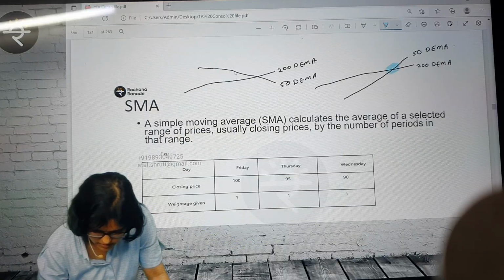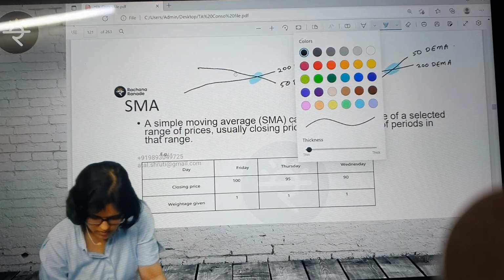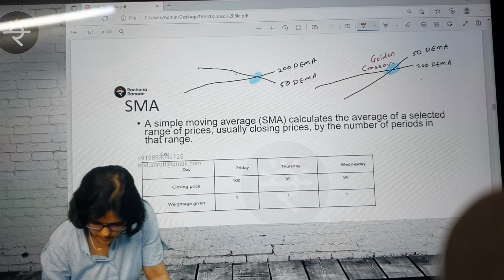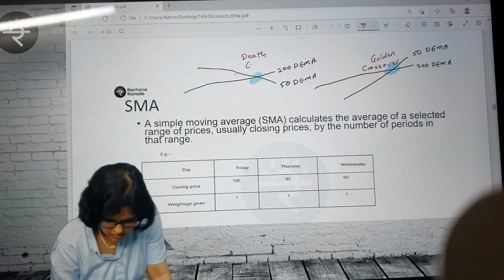And this. And this. This will be called a golden crossover. This will be called a death crossover.